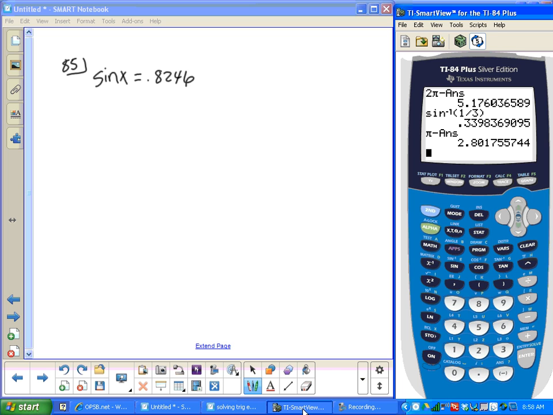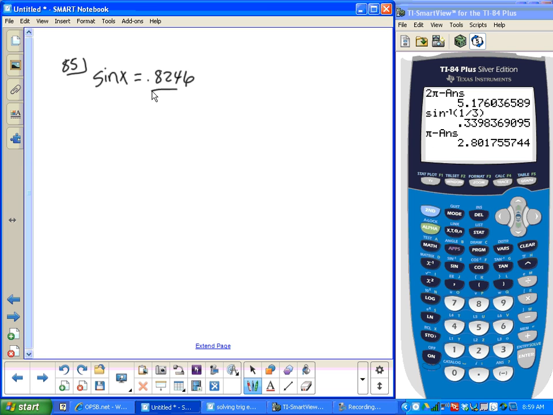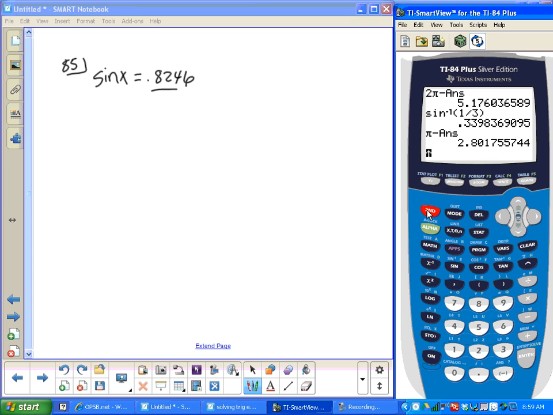All right. So let's talk about how we get that easy first solution here. What do we do since we don't really know what that is on our unit circle? Yeah, inverse sine of that. So inverse sine of 0.8246. Okay, there's one of my answers.